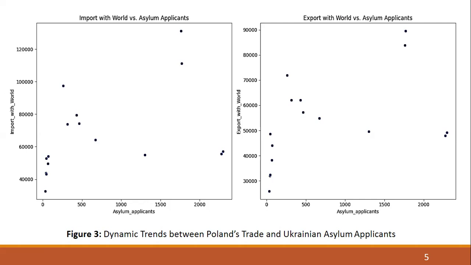From the analysis in Figure 3, it is evident that the increase in the number of asylum seekers is accompanied by growth in both imports and exports, though with varying intensity. This suggests that while there is some interconnection between the migration flows of Ukrainians and the foreign trade indicators of the host country, the nature of this relationship may be nonlinear.